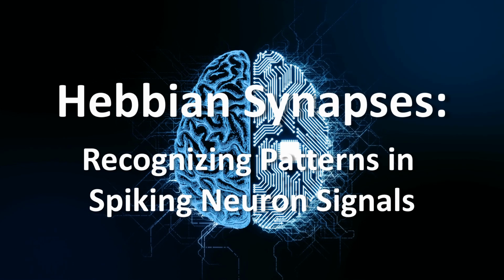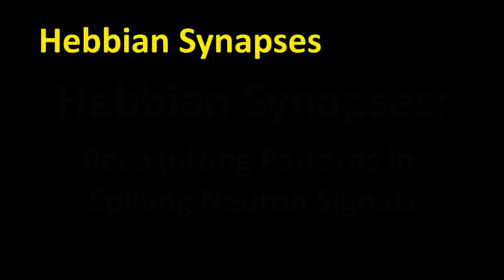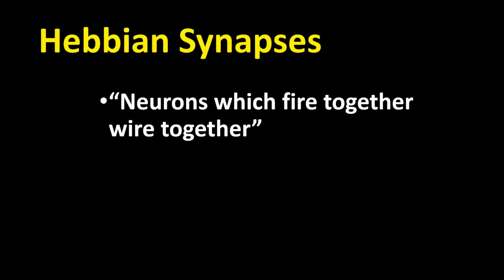Understanding Hebbian synapses. Most AI people have heard that neurons which fire together wire together, and leave it at that. It turns out there is much, much more. This video and the next will dive a lot deeper into how Hebbian synapses can work together to perform useful pattern recognition and learning functions.